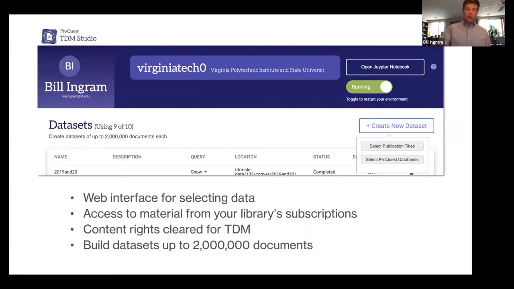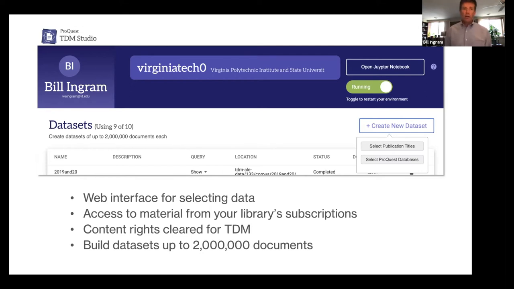I should mention that, although I'm not an expert on the studio, I'll try to field any questions, but there's a slide that I'll put at the end if you want to get in touch with the ProQuest folks, because they're the experts on this, obviously.